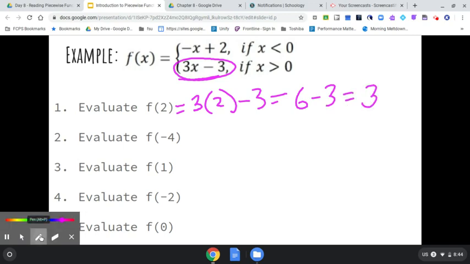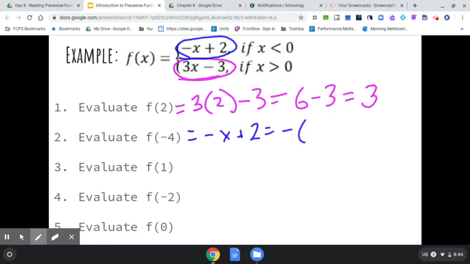The next example, we have an x value of -4. So again, looking at my domains, is x less than 0 or is x greater than 0? For this one, x is less than 0. So I'm going to plug it into that top equation, -x plus 2. So the opposite of my x value, -4, plus 2. The opposite of -4 is +4, plus 2 gives me 6.